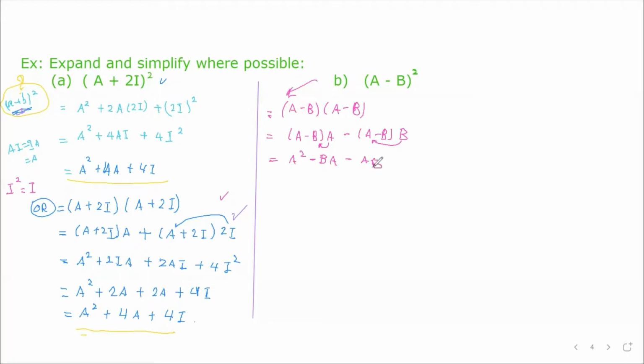And then this minus becomes plus and B squared, power 2 from matrix B. So now you see, this is the final answer for this one. Again, remember, I keep saying A times B is not equal to B times A. So in this case, you cannot combine, okay? So you leave this one as the final answer.